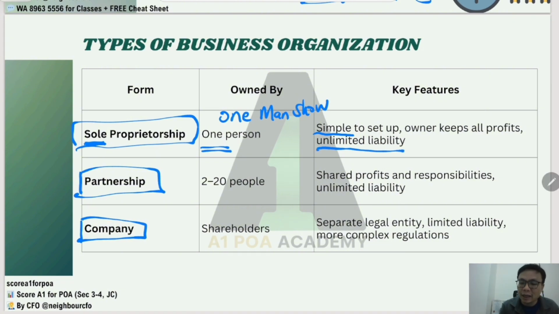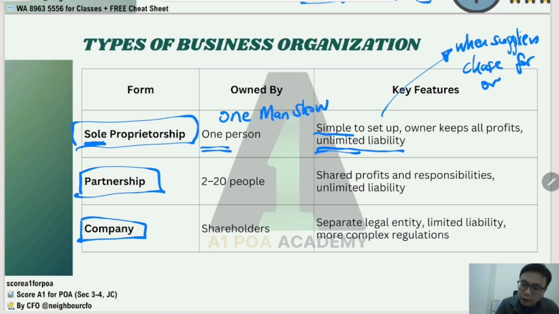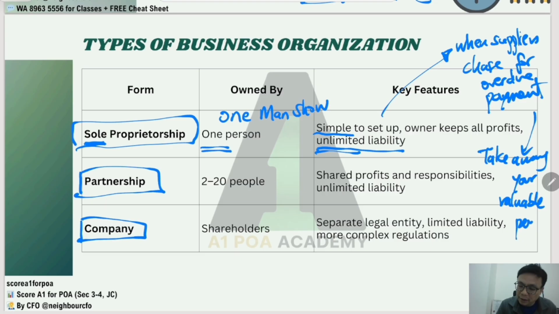And there is unlimited liability. Now, in your context, just bear in mind that unlimited liability implies that when suppliers chase for overdue payment, they have the right to get a court order, and they have the right to take away your valuable personal items. So that's sole proprietorship.